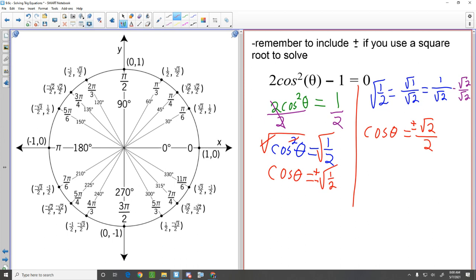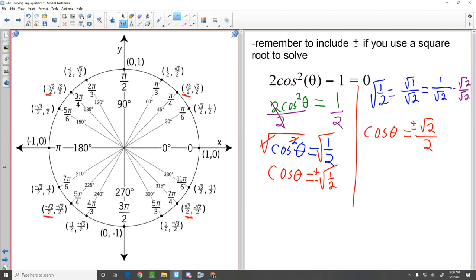So cosine, that's my x-coordinate. So going around the circle, I know the root 2's are only at all the 45-degree angles. So I see a positive root 2 over 2 or negative root 2 over 2. I have to look at both of those. Down there's another negative root 2 over 2, and here's another positive root 2 over 2. So there are 4 different angles that work.